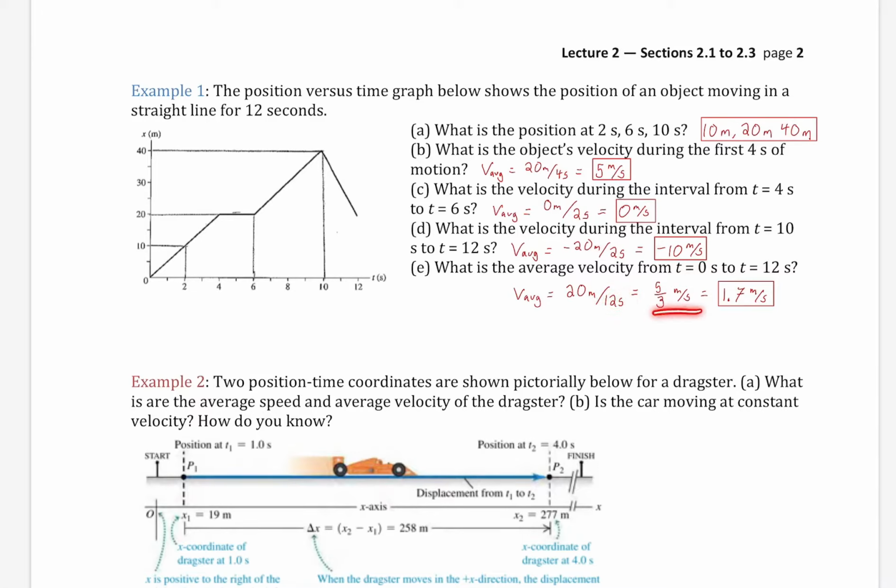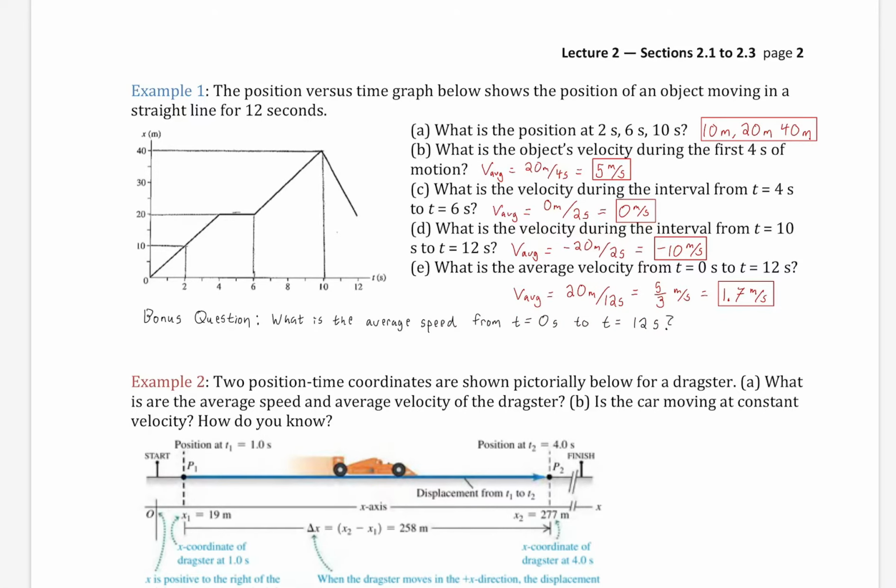I usually don't leave velocities as fractions, so we'll round it to 1.7. Why am I using 2 sig figs? I decided in this problem, since it's a pretty straightforward, very introductory problem, to just take it as 2 sig figs. Okay? Hopefully you'll allow that.